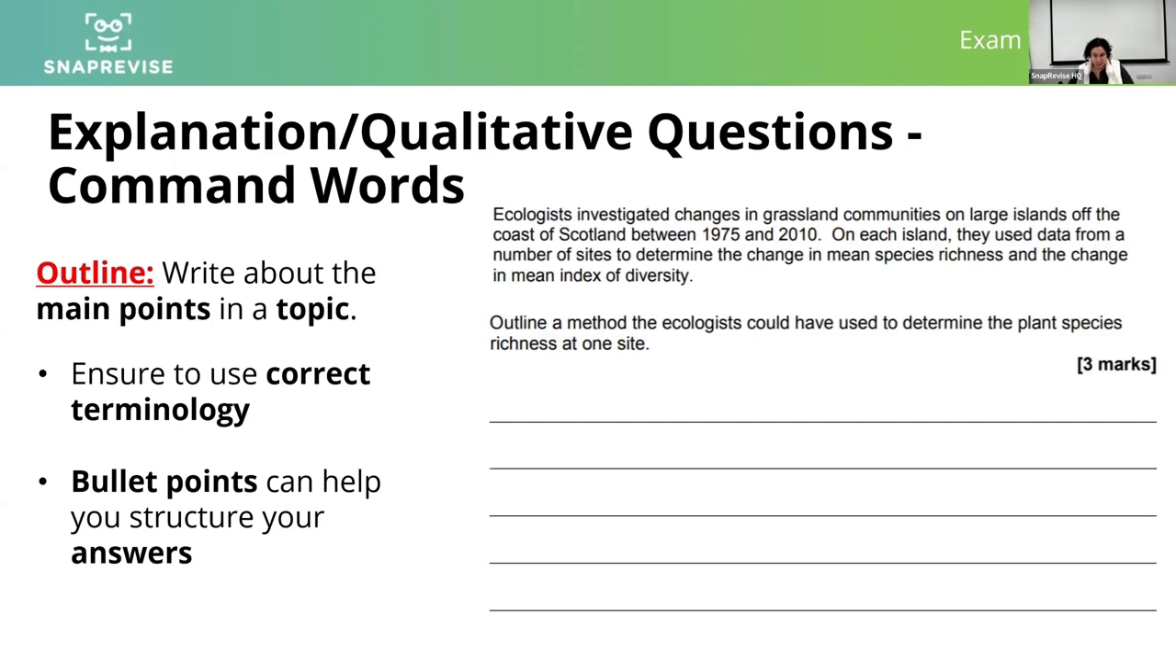Let's see an example. And again, as with describe questions, you don't need to give any explanation or justification for what you're saying. So: ecologists investigated changes in grassland communities on large islands off the coast of Scotland between 1975 and 2010. On each island, they used data from a number of sites to determine the change in mean species richness and the change in mean index of diversity. Outline the method that the ecologists could have used to determine the plant species richness at one site.